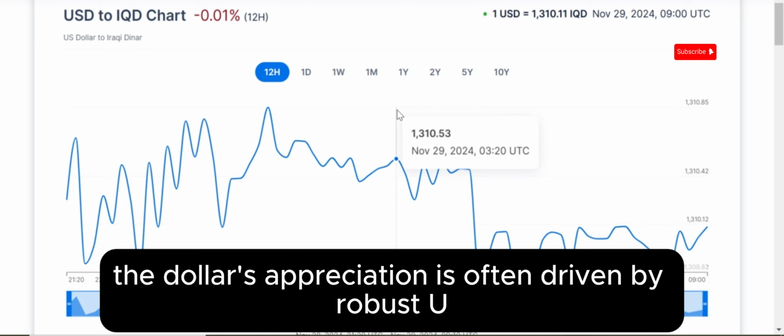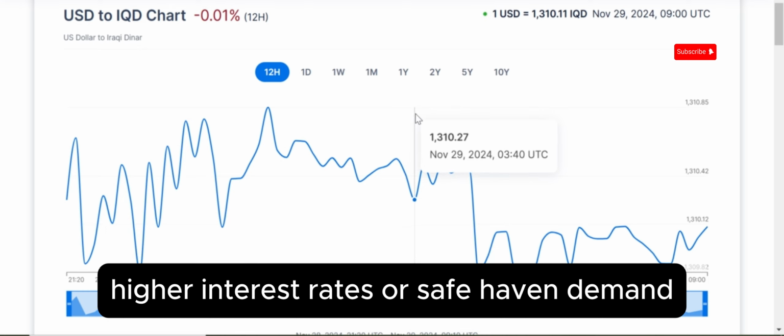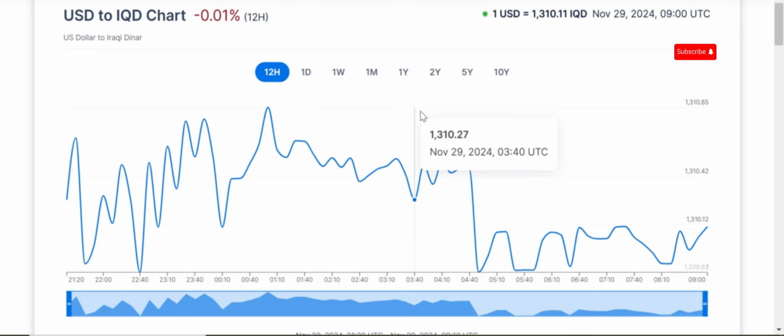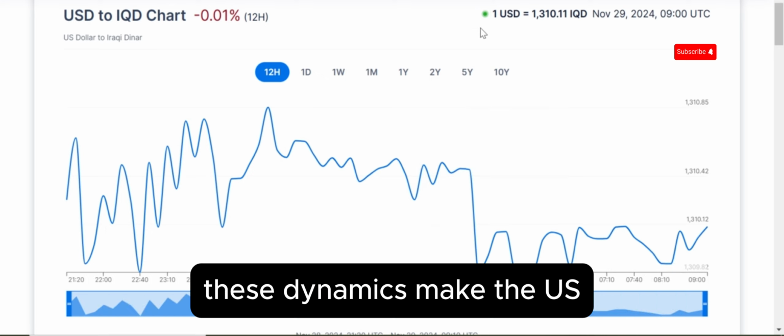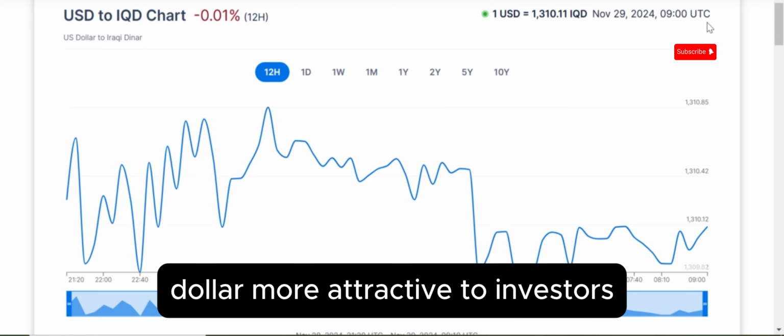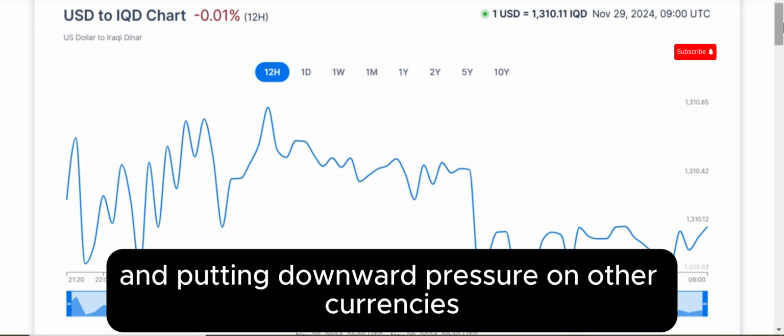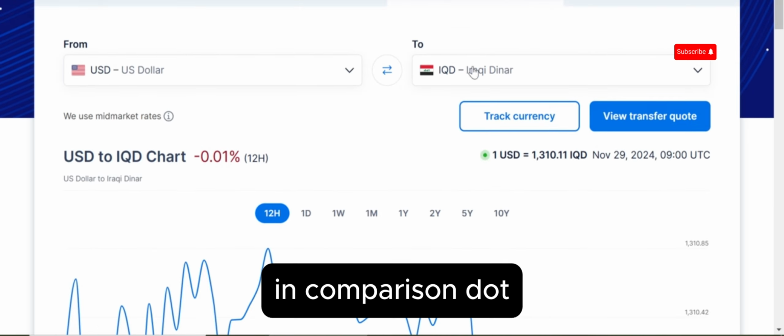The dollar's appreciation is often driven by robust U.S. economic data, higher interest rates, or safe haven demand during global economic uncertainty. These dynamics make the US dollar more attractive to investors, leading to increased demand for the currency and putting downward pressure on other currencies in comparison.